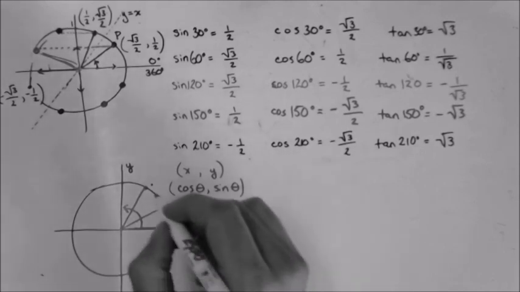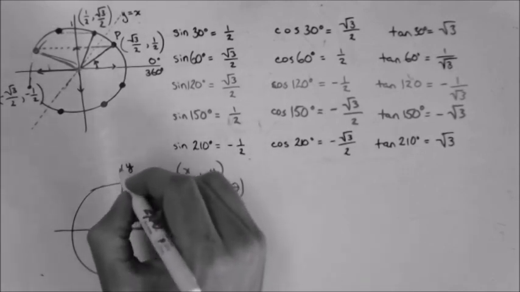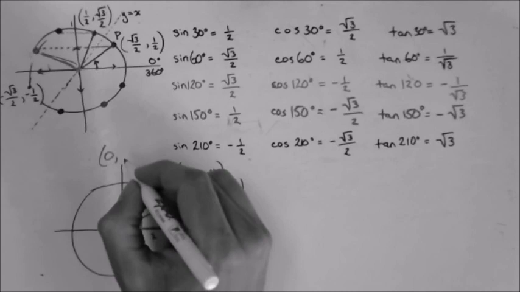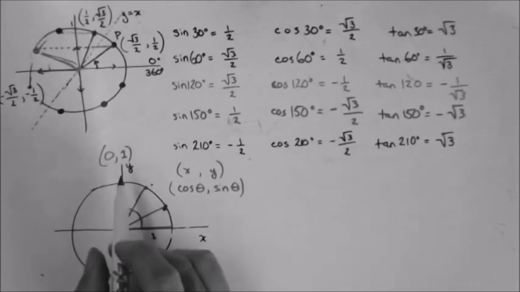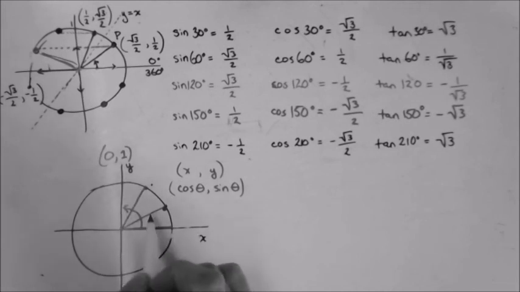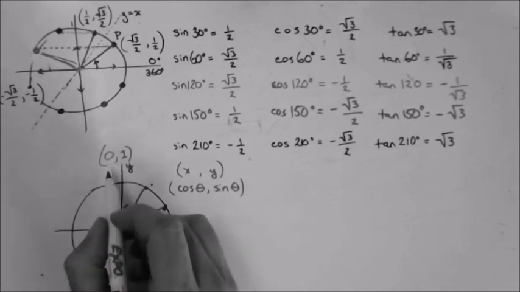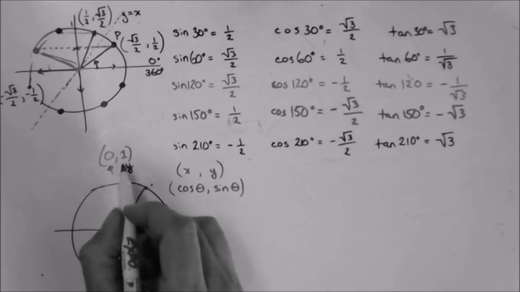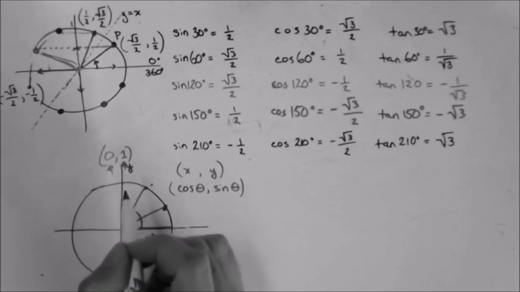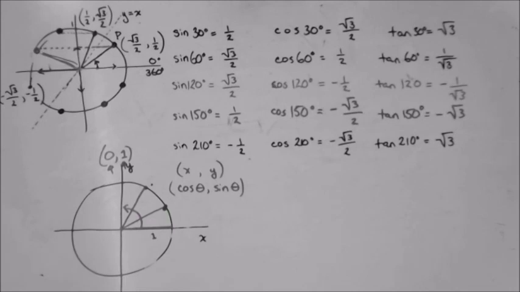The x-coordinate up here is 0, right? So this would be 0, 1, which tells us two things. It tells us that as we move toward an angle of 90 degrees, the cosine of theta approaches 0, and the sine of theta approaches 1. Go ahead and fill in those blanks on your worksheet.